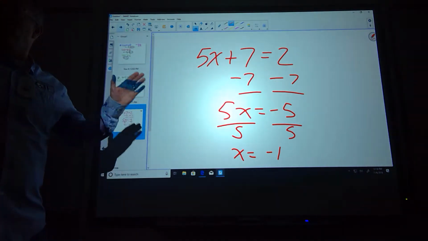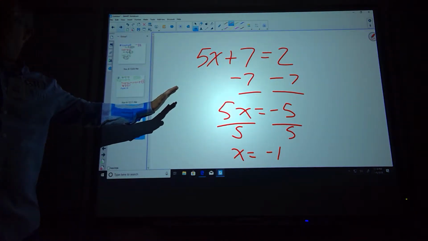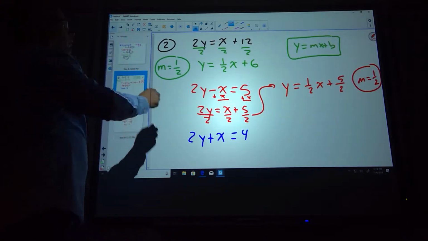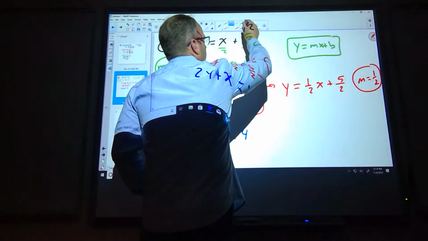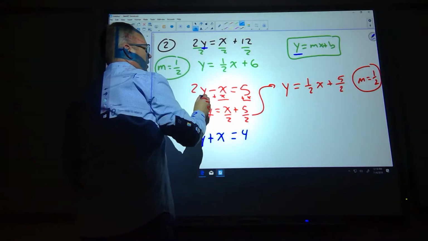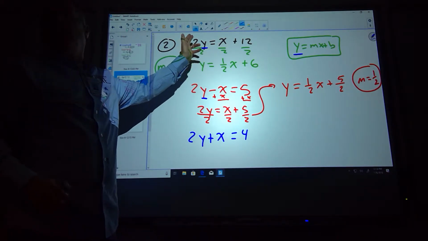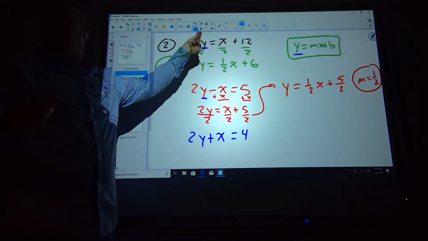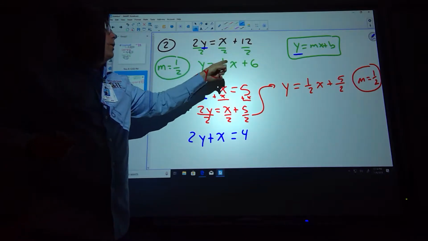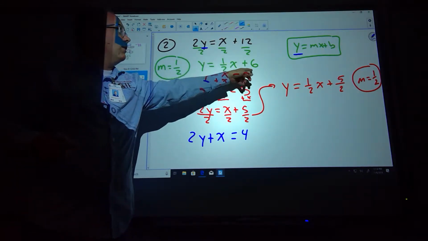That's all I'm doing with those. So watch. On this first one, this equation here, I want y by itself. So how am I getting y by itself? On this first one, I already had y almost by itself. It was attached with a 2. Divide everything by 2. So x over 2 is 1/2. And then 12, right?